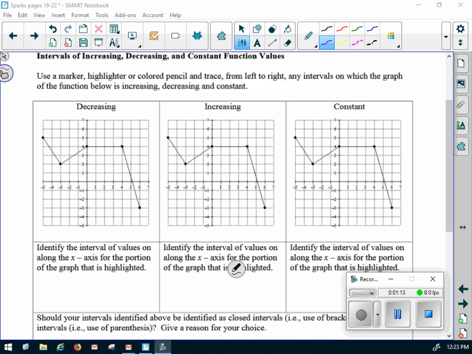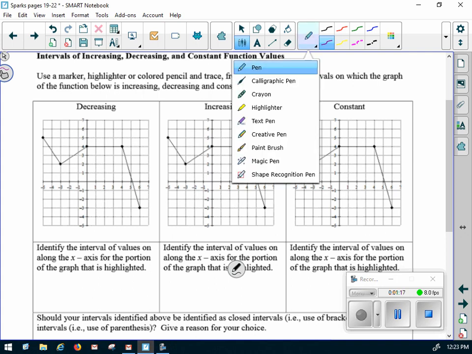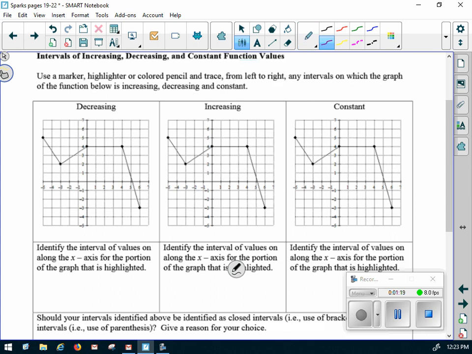So here's what we're going to do. I'm going to get my highlighter, if it will let. Come on. There we go. Thank you. Come on. There we go.